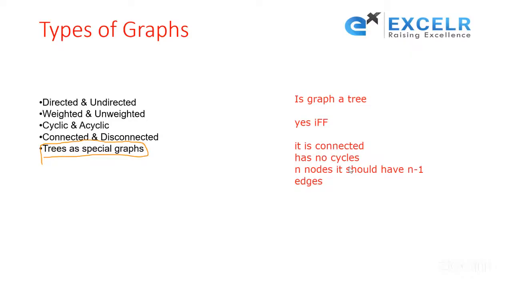So we can simply say a tree is a graph, or more specifically, a connected, acyclic, undirected graph. So when it is connected, containing no cycles, and for n nodes it is containing n minus 1 edges, then I would say that graph is also a tree. Right? Yes or no?